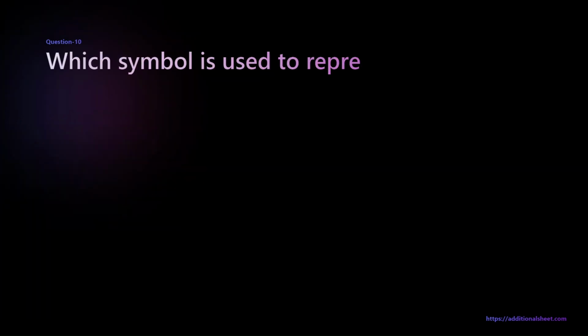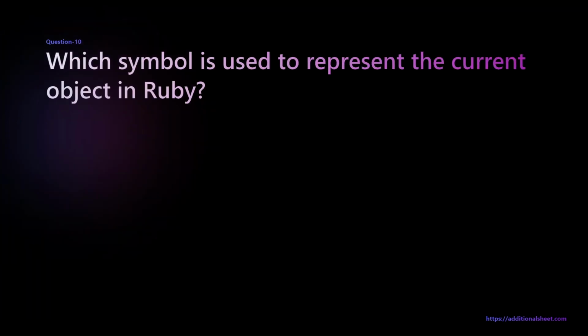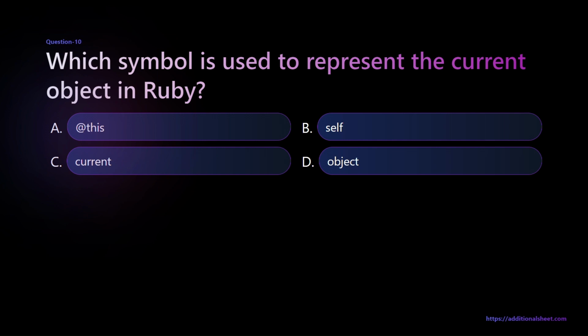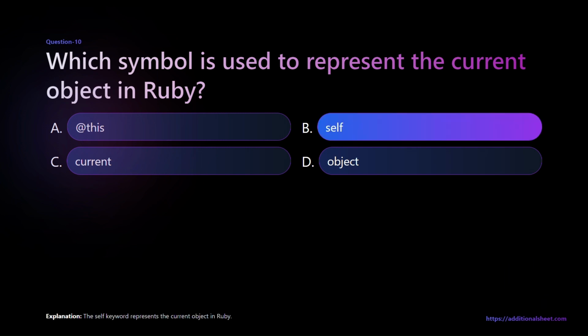Which symbol is used to represent the current object in Ruby? Option A, at this. Option B, self. Option C, current. Option D, object. The correct answer is option B, self.